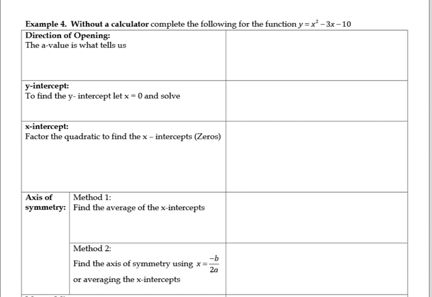In this case, what's the direction of opening? In this graph, y equals x squared. So it goes up. So the a value is what tells us that. That's how we know the direction of opening. So this is a description of how to find it on the left side, and we're going to find it on the right.